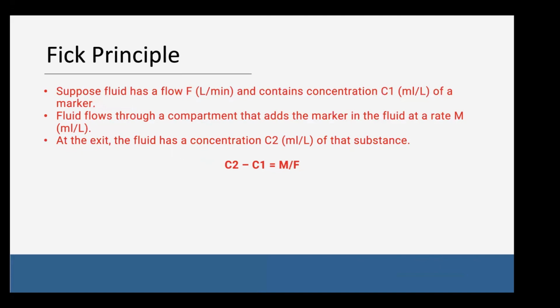a concentration of a marker, as it flows through a compartment that adds the marker in the fluid at a rate m, at the exit of the compartment, the fluid has a concentration C2 of that substance. And basically the difference in concentration and the rate of adding that marker in the fluid will give you a relationship for the flow of the fluid through that compartment.